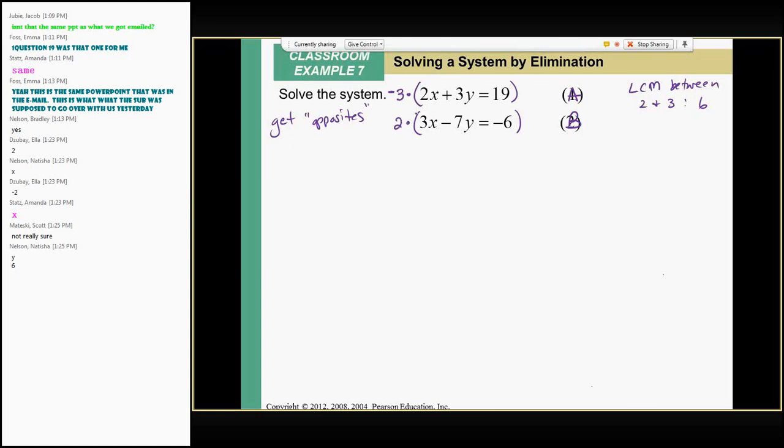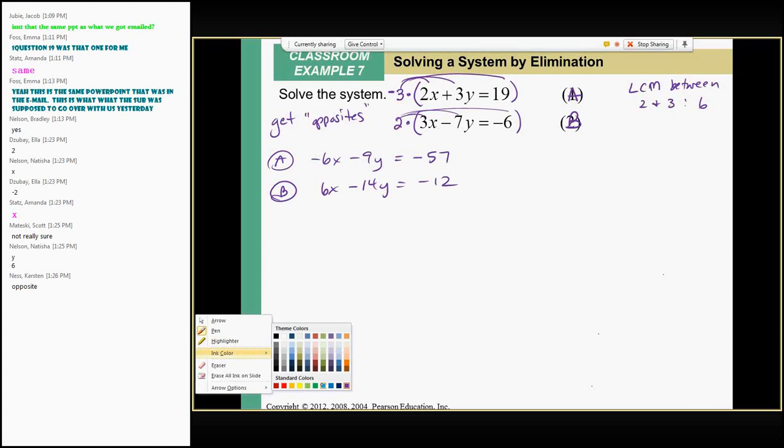Why the top one by a negative number? And the bottom one by a positive number. I want my numbers to be what? Opposites. Okay, and I usually pick the top one to be negative, and I'll show you why later. Okay, so if you distribute negative 3 to each, your new A is going to be negative 6x minus 9y is equal to, what is that, negative 57. And my new equation B, if I distribute the 2, make sure your 2 goes in everything, 6x minus 14y is equal to negative 12.